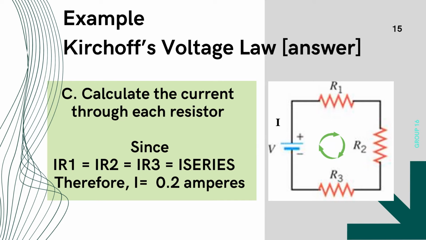Question C. Calculate the current through each resistor. As we know, the resistors are wired together in series. They are all part of the same loop. Therefore, each of them experiences the same amount of current. Thus, current in R1 equals current in R2 equals current in R3 equals current in series. Therefore, current is equal to 0.2 amperes.